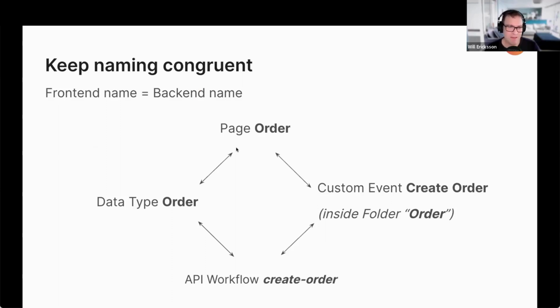This is one of my favorite ones. Keep the naming congruent, so keep the front end name equal to the back end name. For example, if you're building an app that places orders, call the page order, call the data type order, call the custom event create order, call the workflow folder order, call the API workflow create order. You may not need all of those, but if you do, you will easily be able to find things as you navigate around your app.